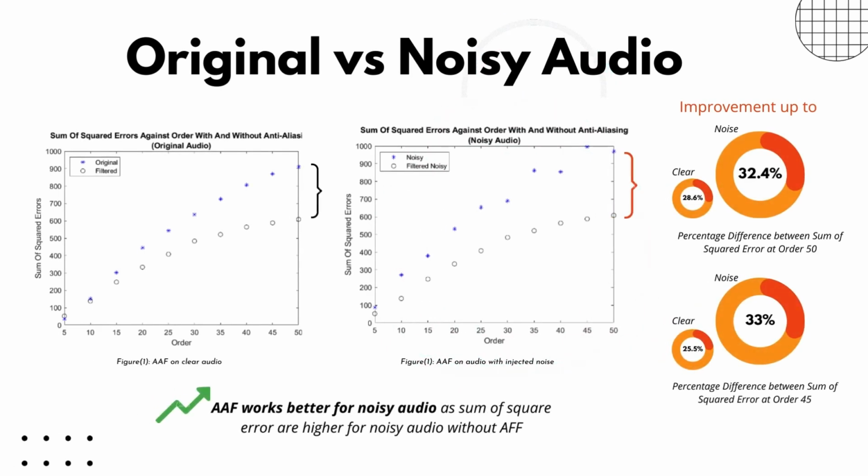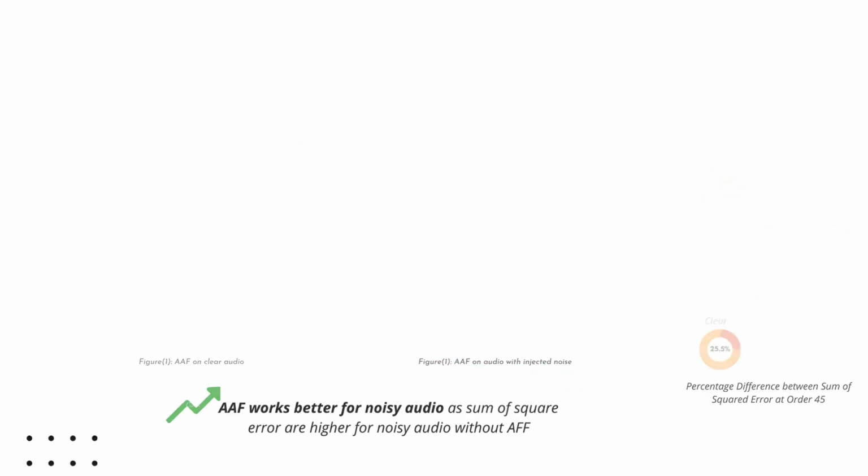This slide shows the effectiveness of the anti-aliasing filter in noisy audio. The filter works better for noisy audio as it significantly reduces the sum of squared errors, highlighting its value in improving audio quality in various conditions.